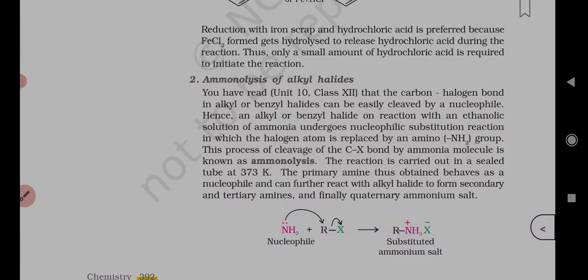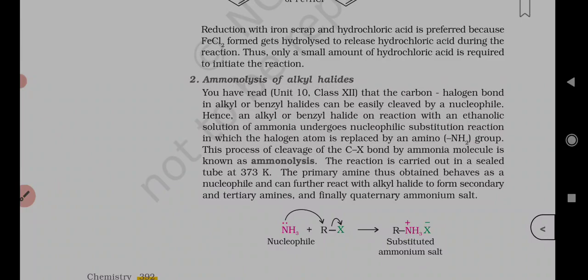Then C2H5NH2 reacts with C2H5OH, again a water molecule comes out, and it forms the secondary amine. Then again C2H5OH reacts, C2H5 enters, and the tertiary amine forms. Okay, so this was about ammonolysis of alcohols.